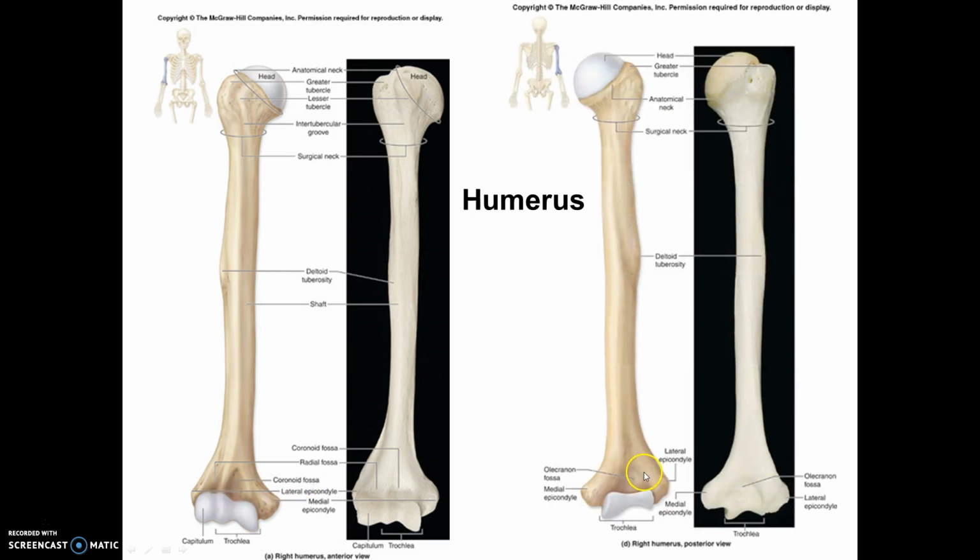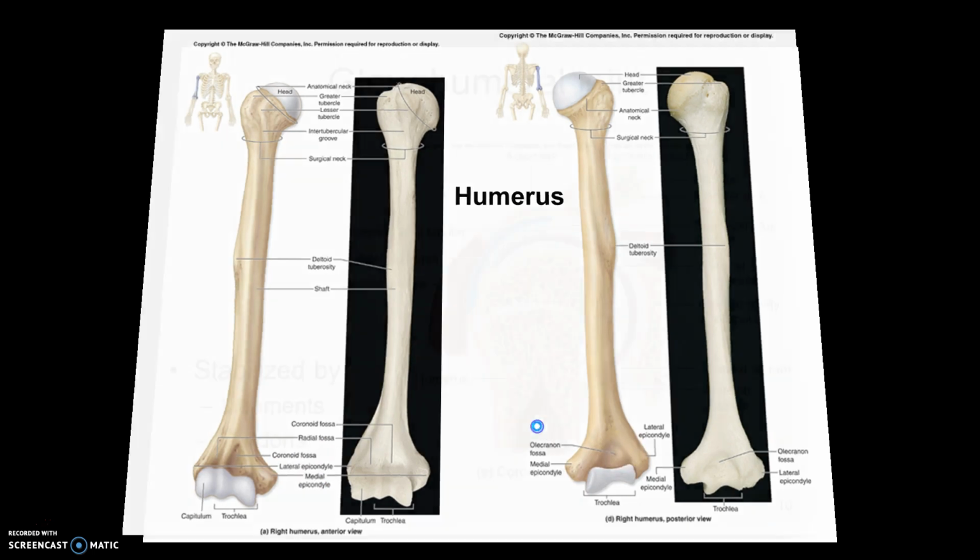If we look at the posterior side of the humerus, we can see at that distal end another prominent depression here called the olecranon fossa, which is where the olecranon process of the ulna will slide in here when the elbow joint is actually extended. So these depressions allow parts of the ulna and the radius to slide in when either the elbow is flexed or when it's extended. All right.